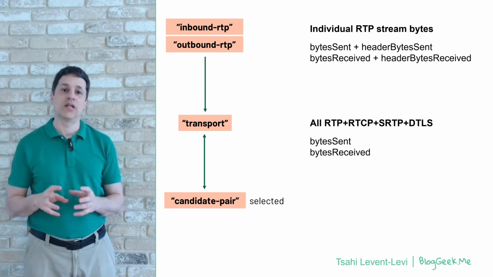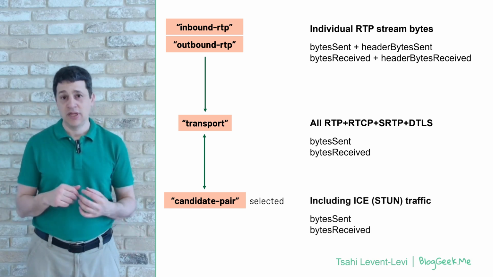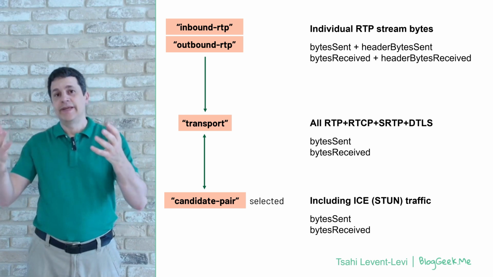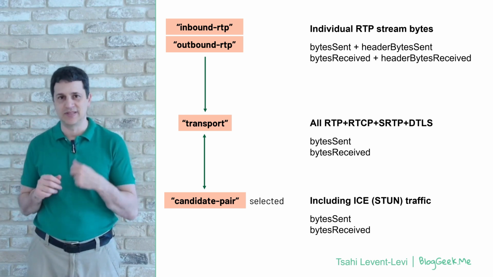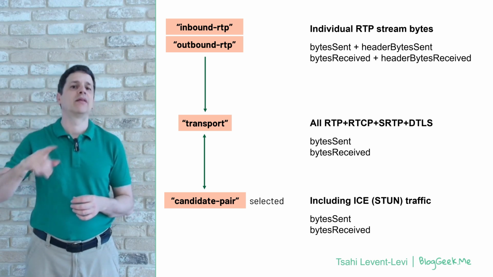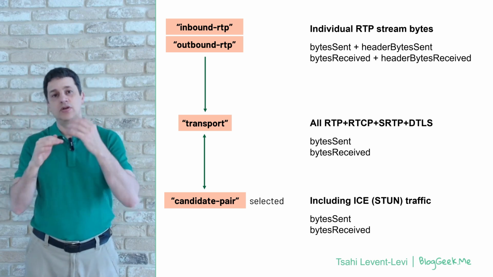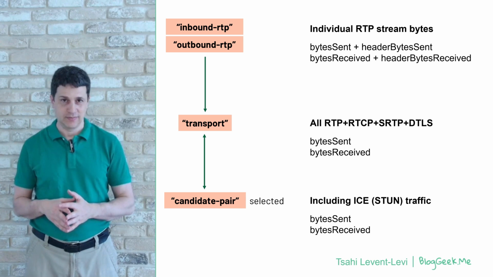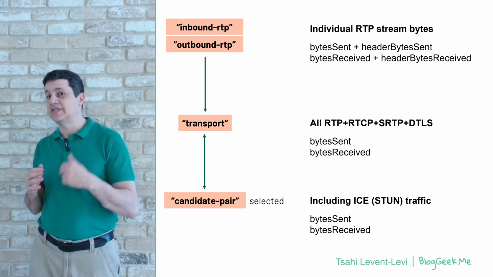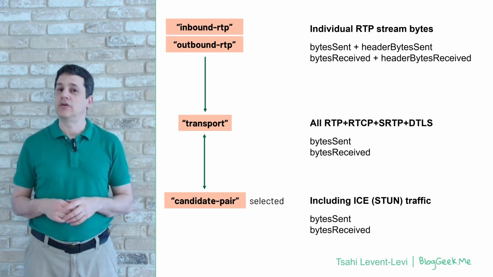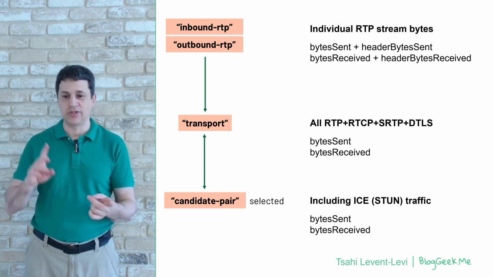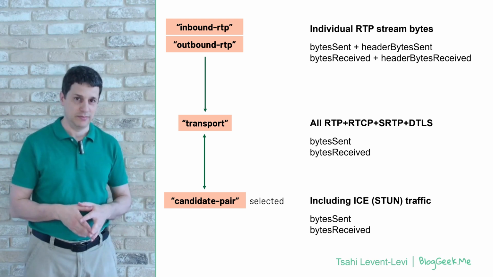What can you find on the candidate pair? Well, all of the above, including all of the ICE communications, usually the STUN traffic that is being sent, the packets to maintain the connection to the STUN server open at all times. So if you're looking at which sent bytes and received bytes to look at, check out where you need to go: to the inbound and outbound RTP, to the transport, or to the candidate pair.